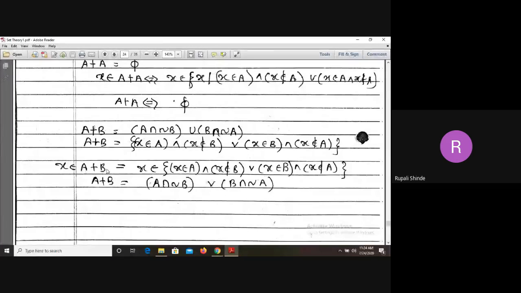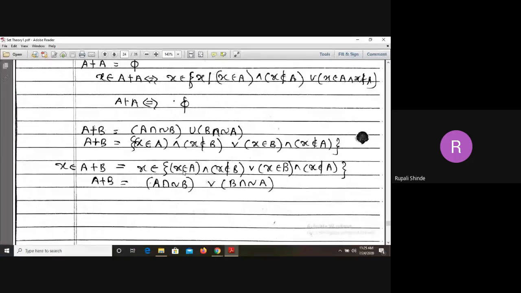We have just seen what A plus B means: the elements which are present in set A but not in B, or present in B but not in A. That we have written here. X belongs to A and X does not belong to B, or X belongs to B and X does not belong to A. Now what is the meaning of this?